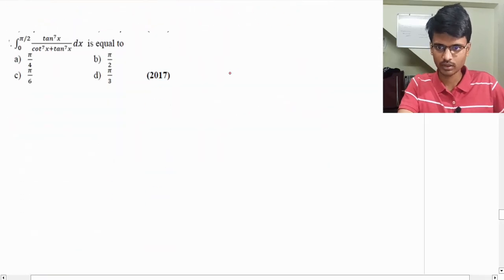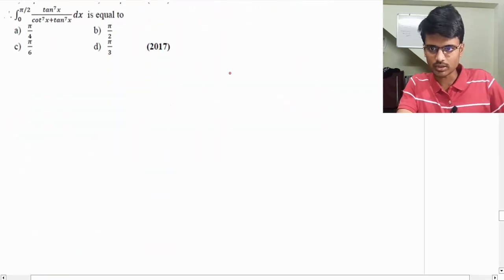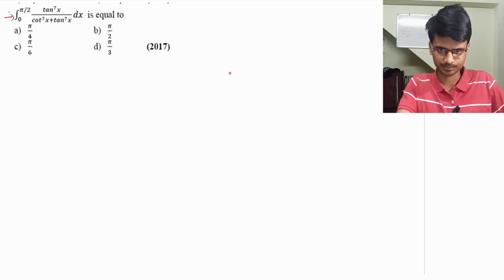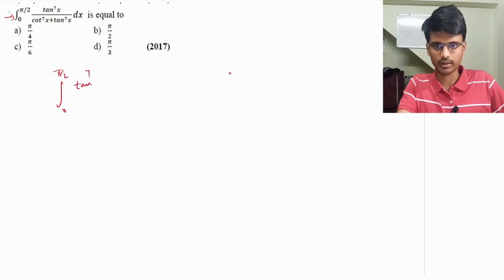Moving on. So this is also an interesting question. We have got 0 to pi by 2 tan raised to 7x divided by cot raised to 7x plus tan raised to 7x. We will be using the definite integral property: 0 to a f of x is equal to 0 to a f of a minus x. So 0 to pi by 2 tan raised to 7x over cot raised to 7x plus tan raised to 7x dx. So this is our I.